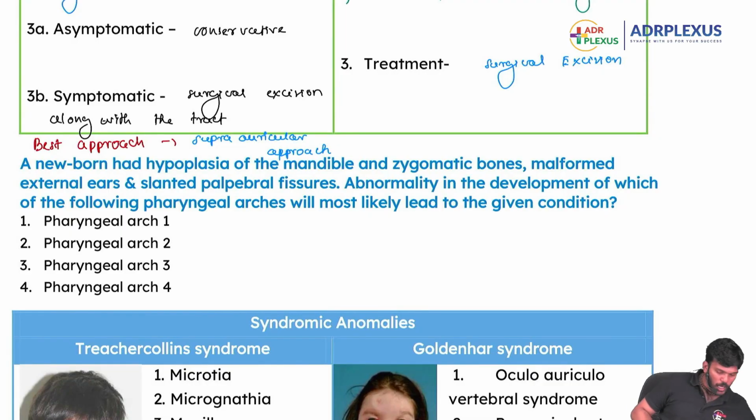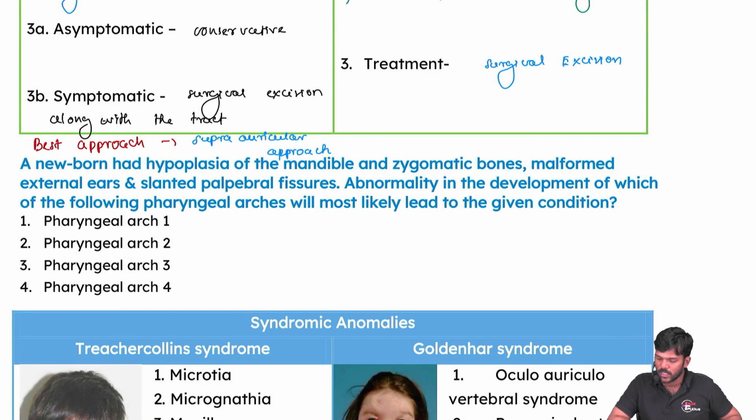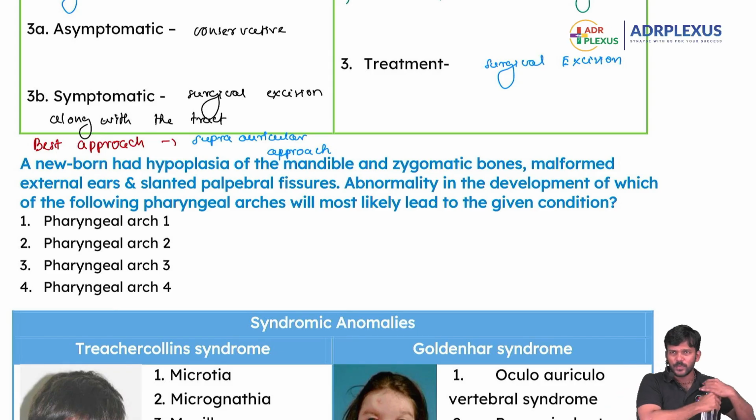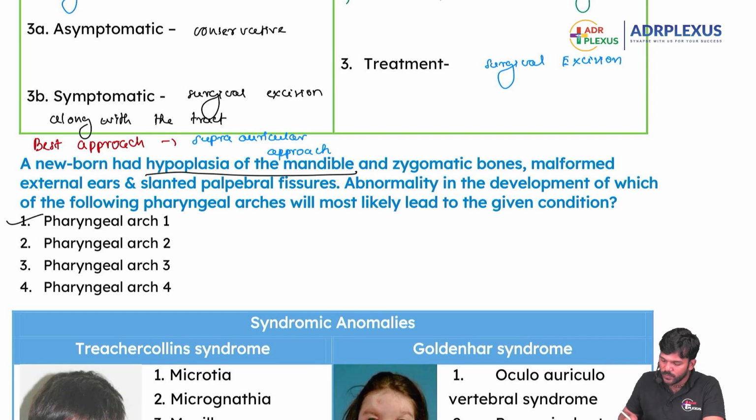A newborn had hypoplasia of the mandible and zygomatic bones, malformed external ears, slanted palpebral fissures. Abnormality in development of which of the following pharyngeal arches is most likely the cause of the condition? Thanks for answering, everyone. The answer is pharyngeal arch number 1. Why? Because there is hypoplasia of the maxilla and mandible, and the mandibular arch, which is the first pharyngeal arch, will also form the external ears. So that will cause a lot of symptoms.